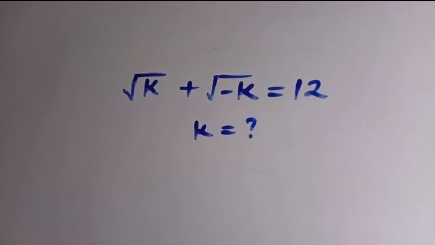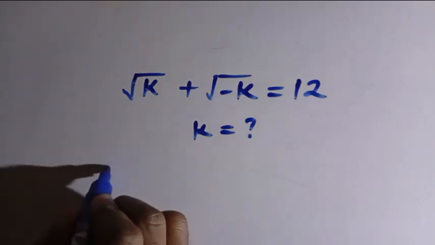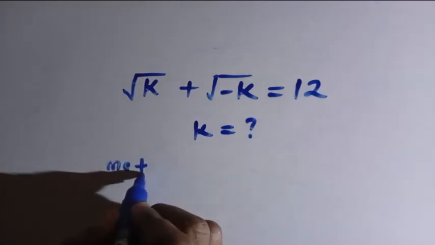How to solve these nice algebraic equations? We have from the question square root of k plus square root of minus k equals 12. I want to find the value of k. So here I'm going to be presenting two different methods to solve this. So let's say method 1.